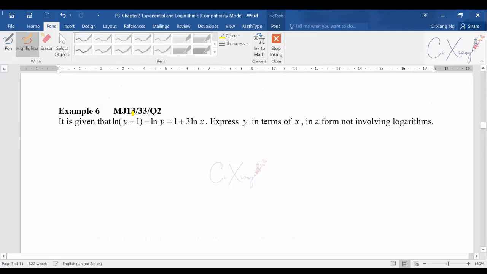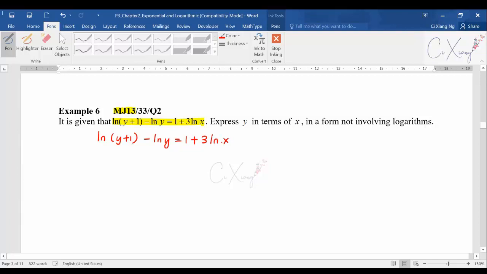Example 6 is a past question, May/June 2013, 7 years ago. Let's have a look. They give you this equation here and want you to express y in terms of x in a form not involving log. That means your final answer shouldn't have any log function. So what they give us is ln(y plus 1) minus ln y equals 1 plus 3 ln x.